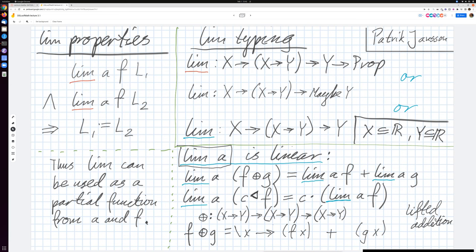But yes, it's a higher order function. It combines two functions to a new function. And we're going to see lots of uses of it later. I will not dig into the definition here, but it's a good exercise for yourselves as well to compute the same kind of operation for scaling. So this triangle here is called scaling. So you want to scale a function by a factor c.